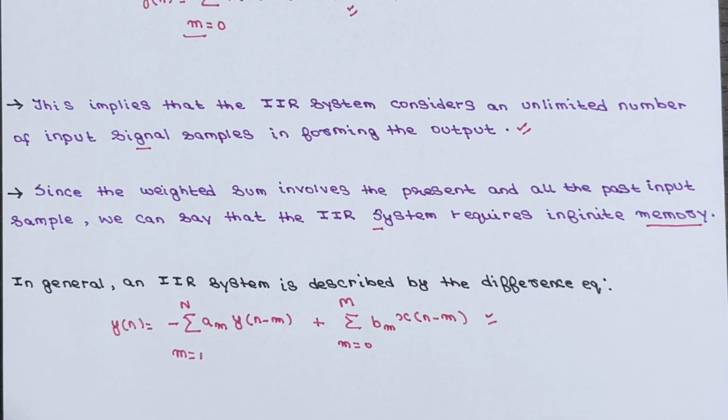As of now, just remember the theoretical difference between FIR and IIR systems. One consists of a finite number of samples, another one consists of an infinite number of samples. That is what you have to remember. If there is an infinite number of samples, the memory required is infinite, and if there is a finite number of samples, the memory required is of length N, because we are dealing with N input samples. Hope this much is clear to you.